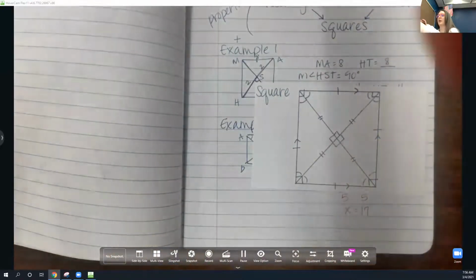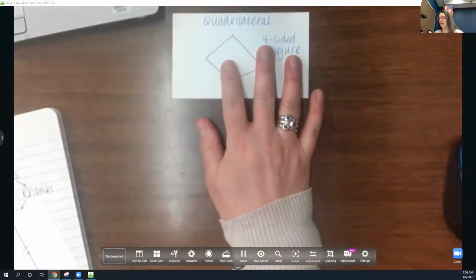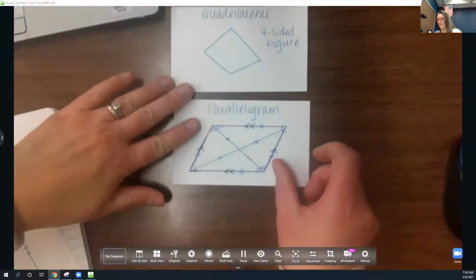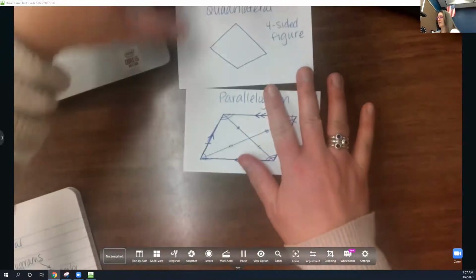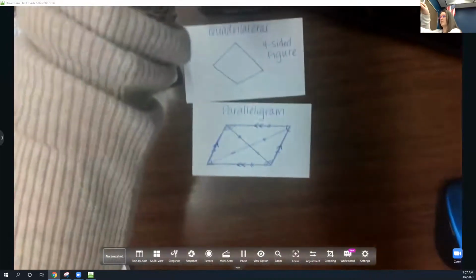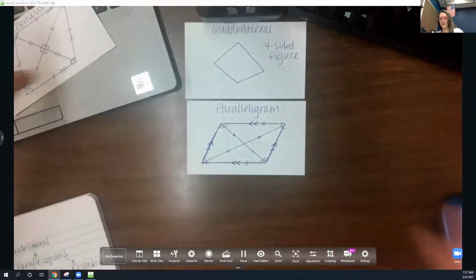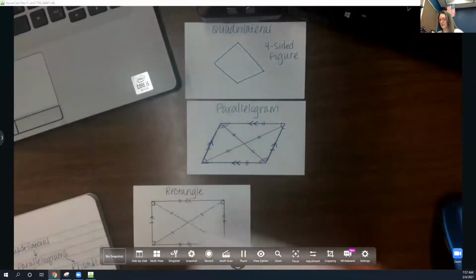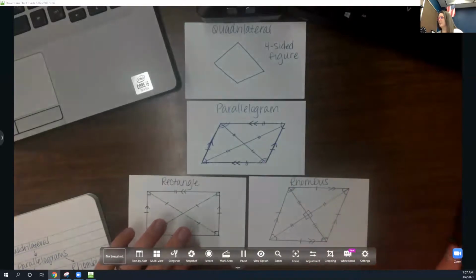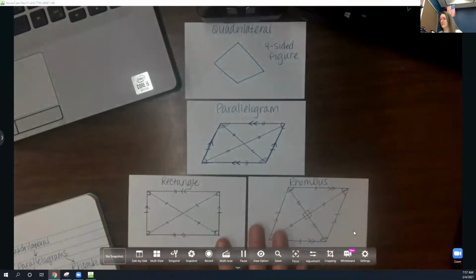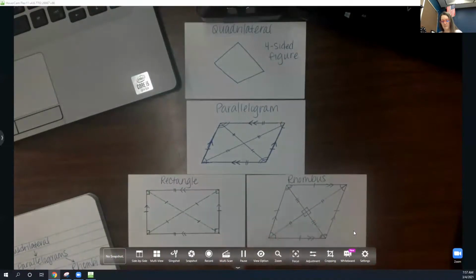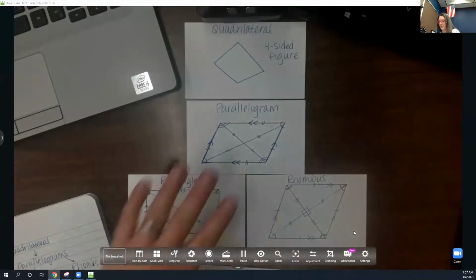Really quickly, I want to put all of our note cards together in our quadrilateral family tree. So here's our quadrilateral. It's like the grandfather, right? Here's our parallelogram, a direct descendant of our quadrilateral. And then we have our rhombus and rectangle. So notice that our rhombus and our rectangle, they don't have anything in common, right? But they have this square.